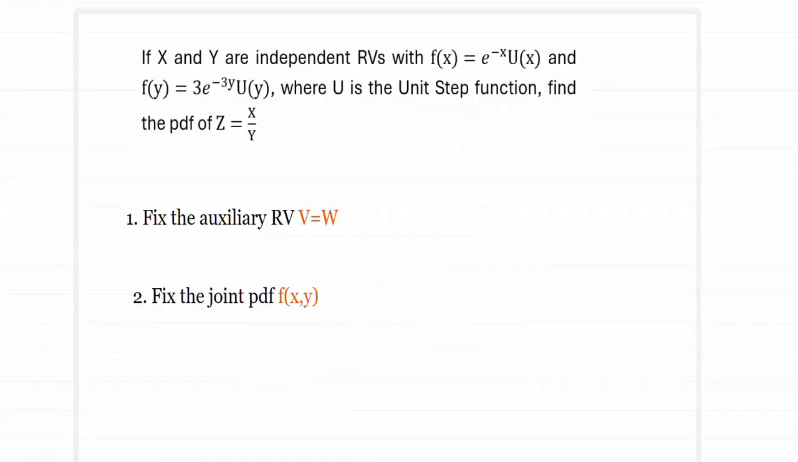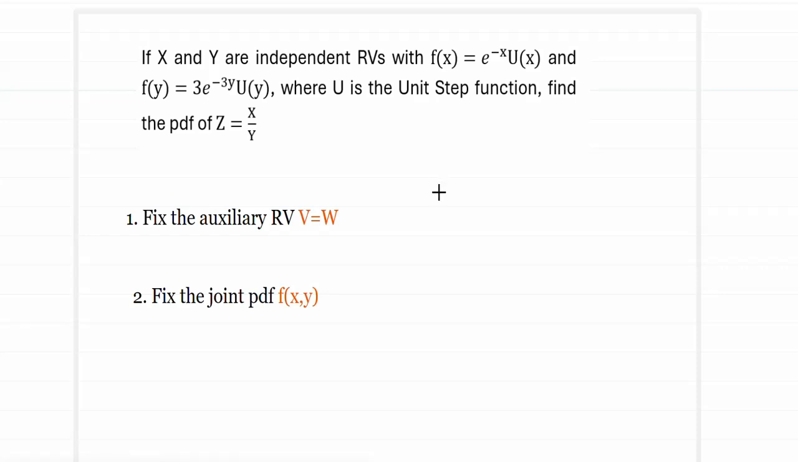The problem is: if x and y are independent random variables with f of x equal to e power minus x into u of x, and y has been given as 3 e power minus 3y into u of y, where u is the unit step function, find the PDF of z equal to xy.